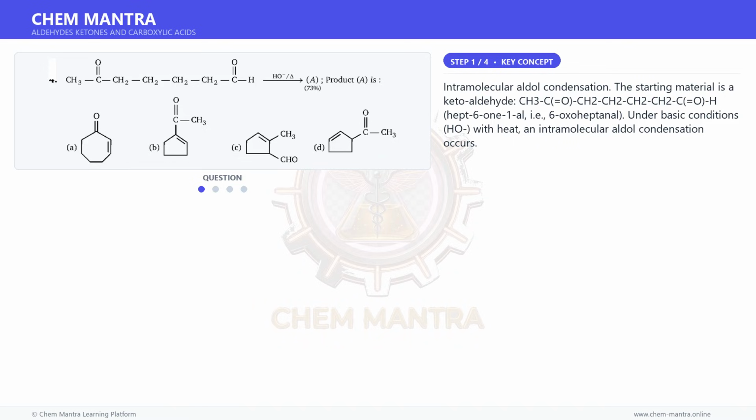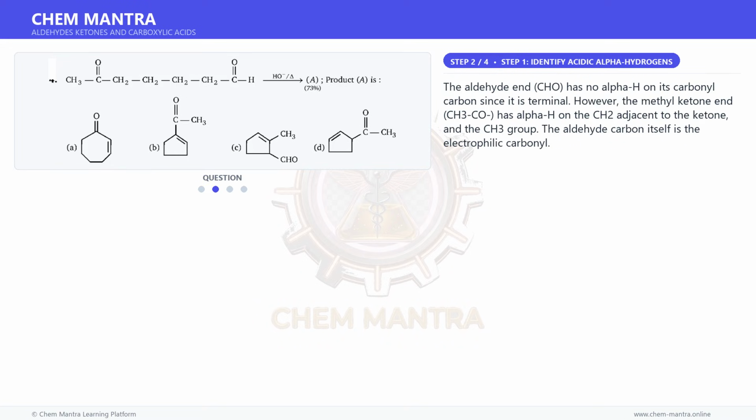Intramolecular aldol condensation. The starting material is a ketoaldehyde, CH3-C(=O)-CH2-CH2-CH2-CH2-C(=O)-H, hept-6-one-1-al, i.e. 6-oxoheptanal. Under basic conditions with heat, an intramolecular aldol condensation occurs.